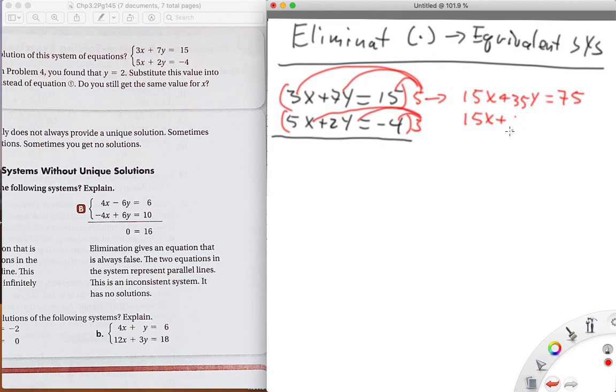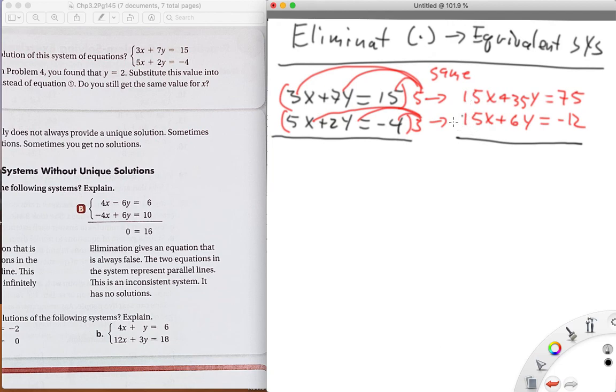I don't know why I didn't write 35. 3 times 2 is 6y, and 3 times negative 4 is negative 12. These two are the same equation. I just multiplied it by 5. Remember, what you do on one side, you do to the other. In this case, I multiply both sides by 5, and I multiply both sides by 3. These are equivalent systems.